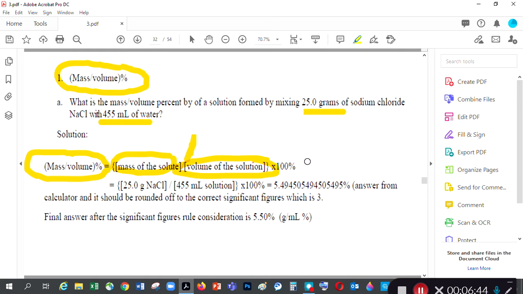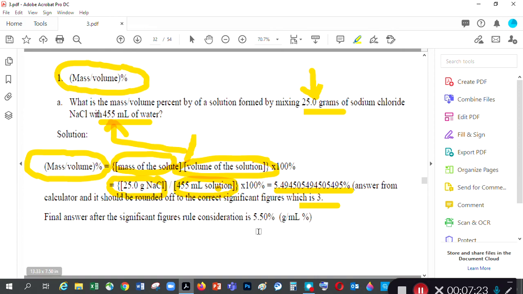Just plug in, according to the formula, 25.5 divided by the amount of the solution, multiplied by 100. And this gives you a large number on the calculator, and you always have to observe significant figures. 3 sig figs, correct? And the answer is 3 sig figs.